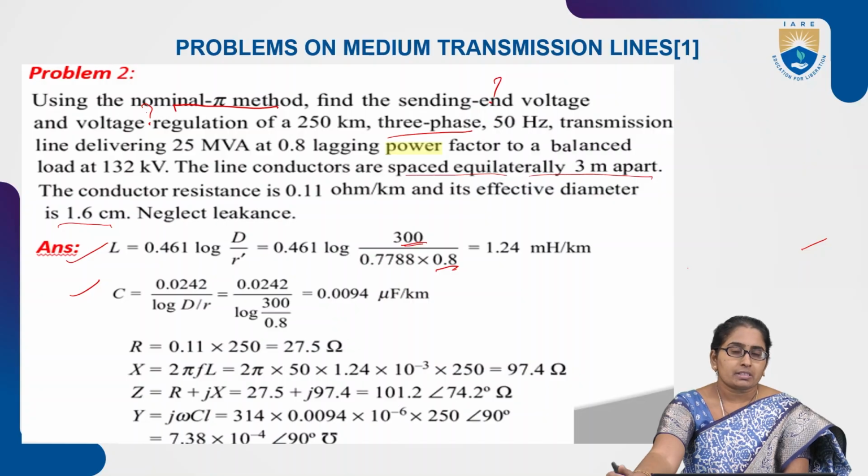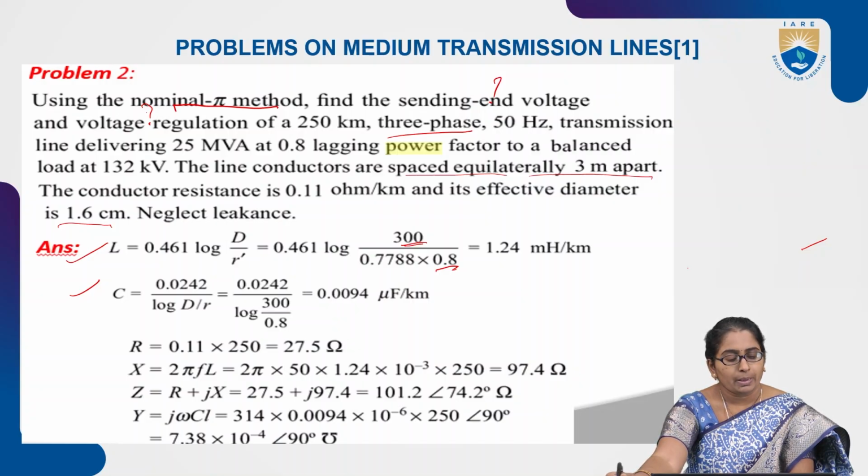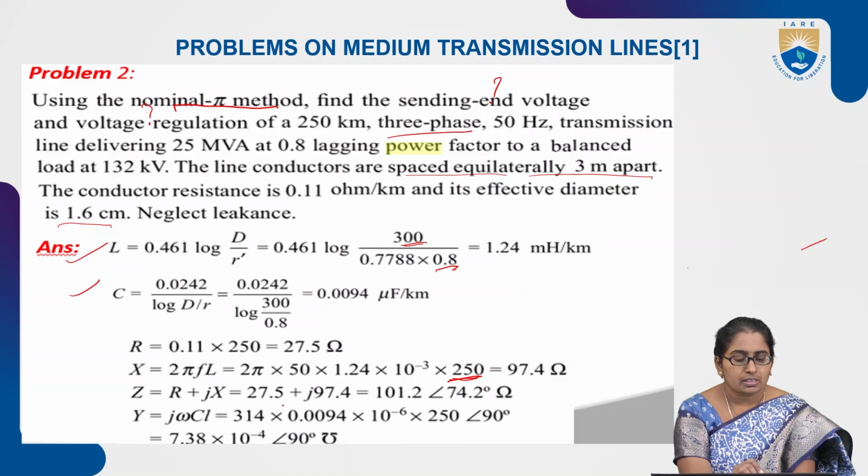Next, calculating X. X is nothing but the line reactance, because we know the calculated L value. X is 2 pi FL. The system line operating frequency is 50. So L is substituted, 1.24 into 10 power minus 3, with respect to the total length of the line. So finally this is the value of X. Next, Z is calculated as R plus JX, 27.5 plus J 97.4, that is given in polar coordinates.